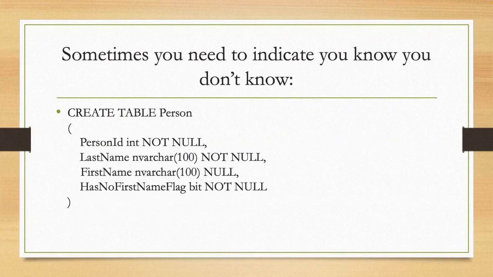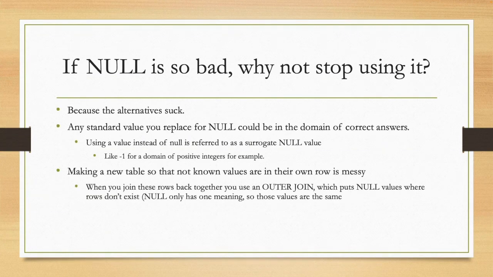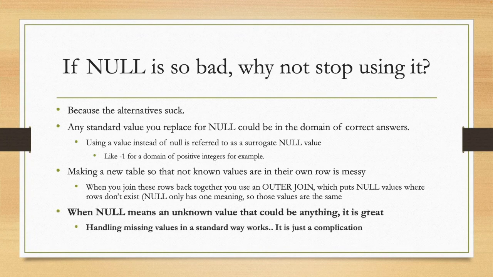Sometimes you may actually need to indicate that you know that you don't know. Like somebody might have only a last name or only one name, and you put that in the last name and say they don't have a first name. And we're not going to keep asking them for their first name. And I know they don't have a first name. I add a column that says, yes, no first name. So fine and dandy there. Just really annoying ideas.